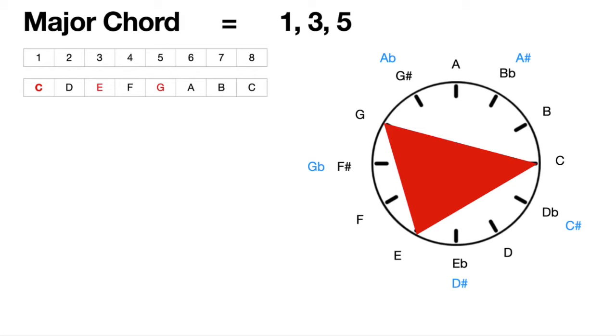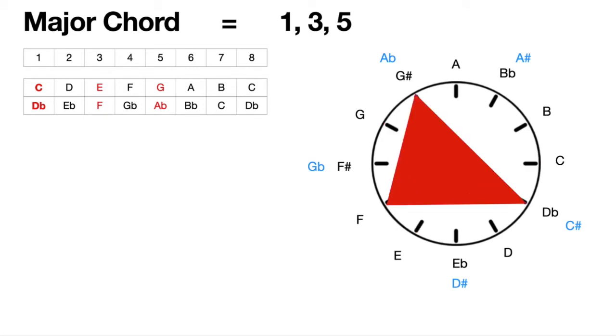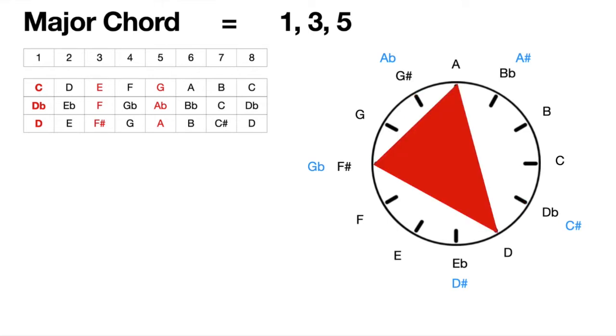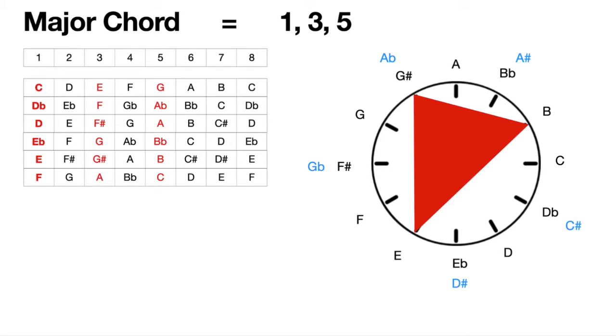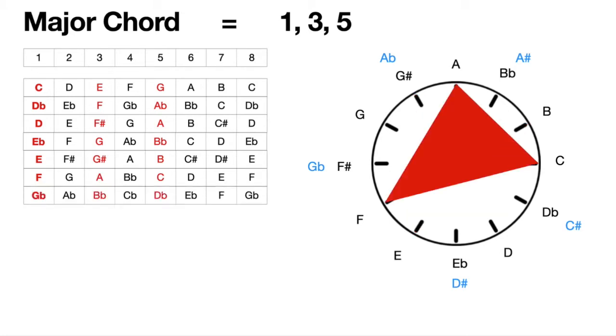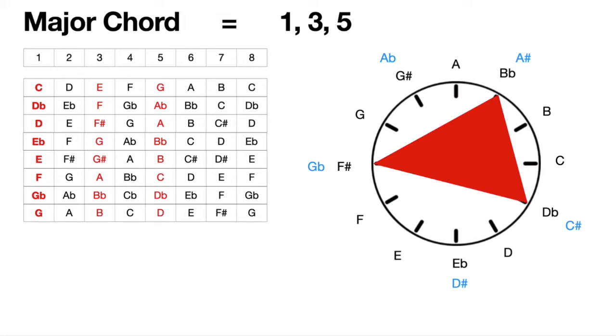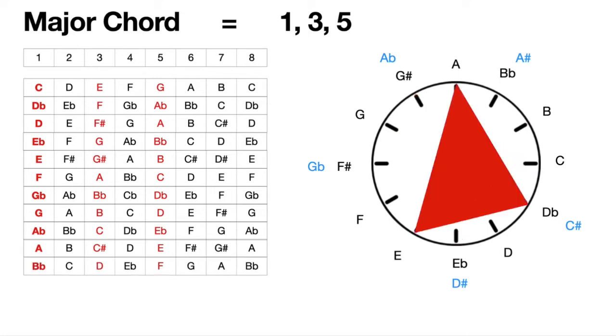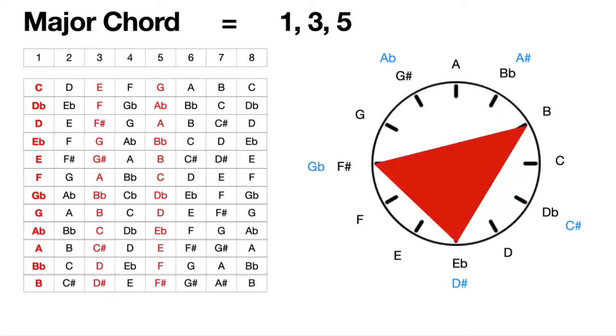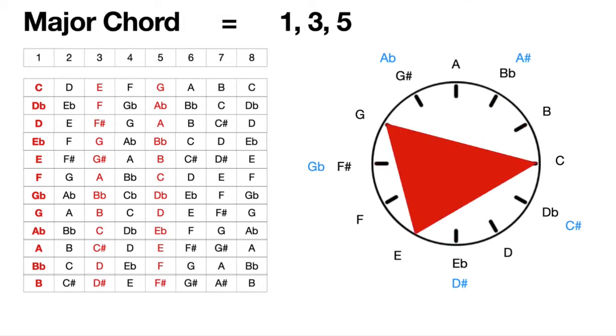And we can rotate this around the circle. If the root note is D flat, our third and fifth would be F and A flat. So these are the notes that make up a D flat chord. A D chord is D, F sharp, and A. And E flat is E flat, G, and B flat. E is E, G sharp, and B. F is F, A, and C, and so on. G flat, G, A flat, A, B flat, B, and back to C.